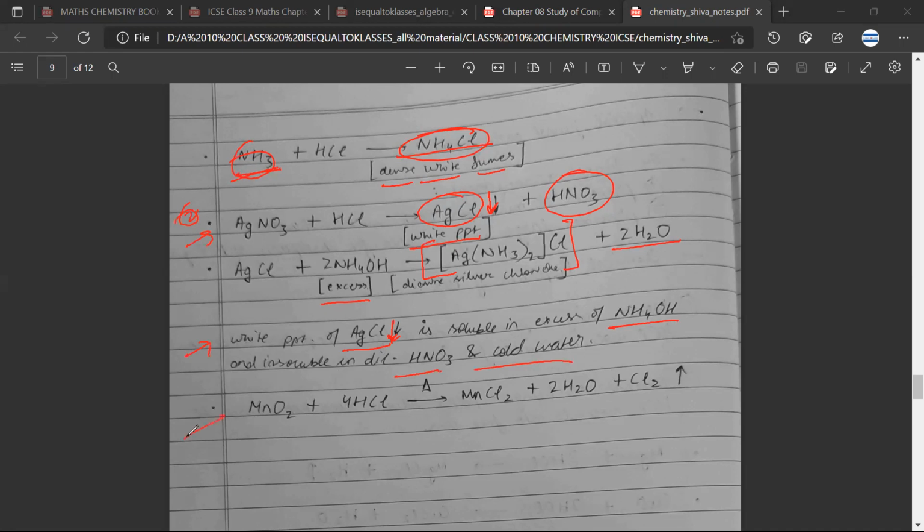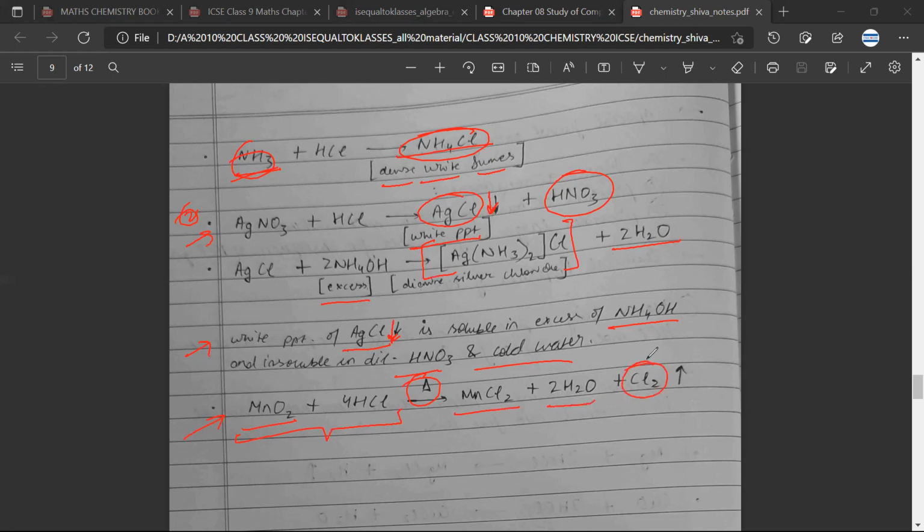Now finally we move on to the last reaction of the video. MnO2, manganese oxide, plus HCl in the presence of heat. When these reactants are heated, the products that are formed are MnCl2, manganese chloride, water and chlorine.